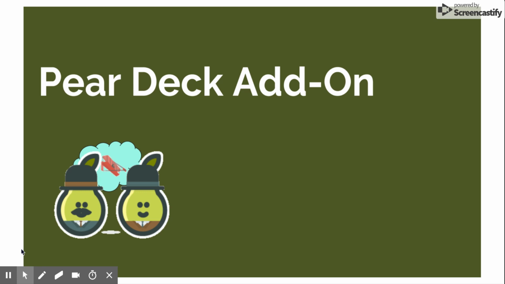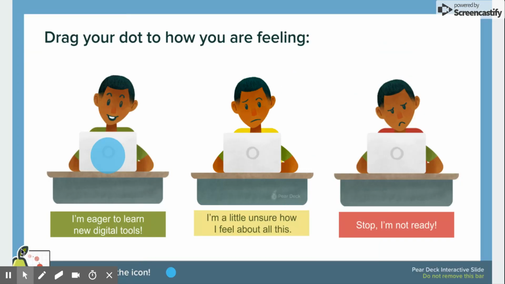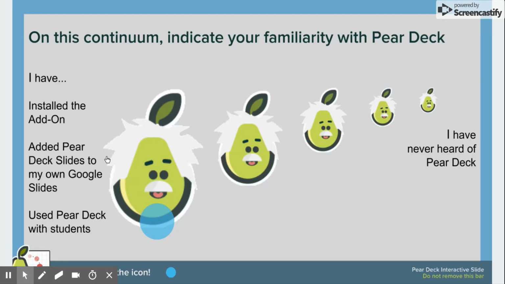So let's see what the Peardeck add-on can do. One type of slide you can insert into your slide deck is a draggable slide. With draggable slides, you can have students indicate how they're feeling on a particular topic. In this case, I'm eager to learn new digital tools. You could use it as a continuum, where the dot can be dragged to show how much students know.